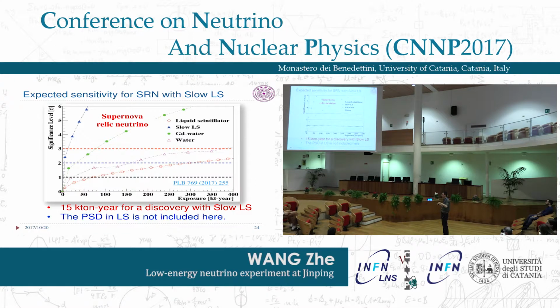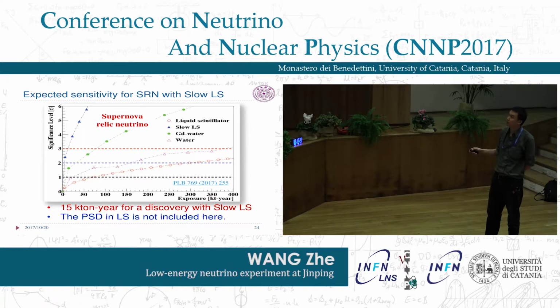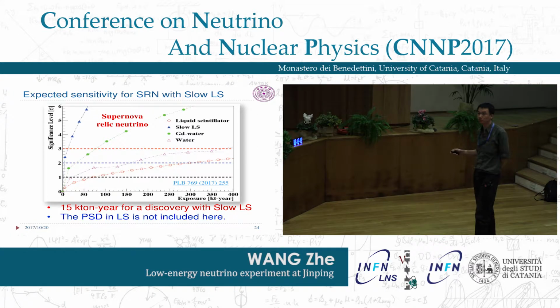So these physics can really be done with the current mature technique, for example, liquid scintillator. But on the other hand, we are also pursuing some new technology, called slow liquid scintillator. I'll explain this later. With this technique, we can have a better sensitivity for the supernova relic neutrinos.